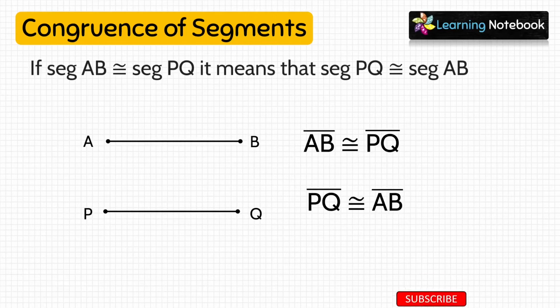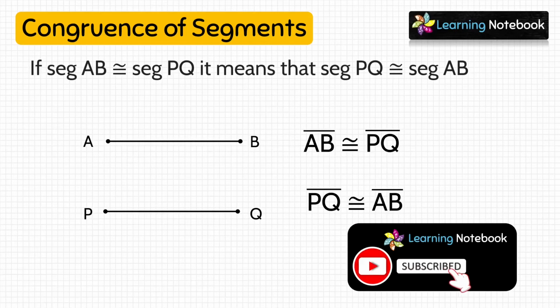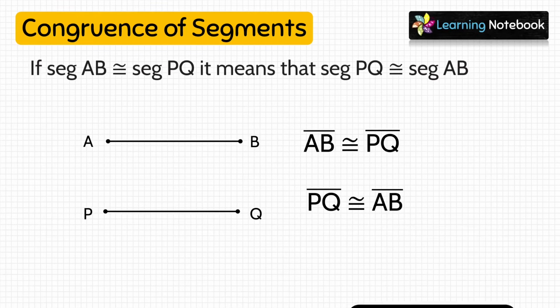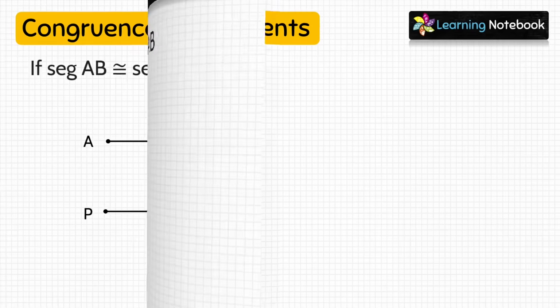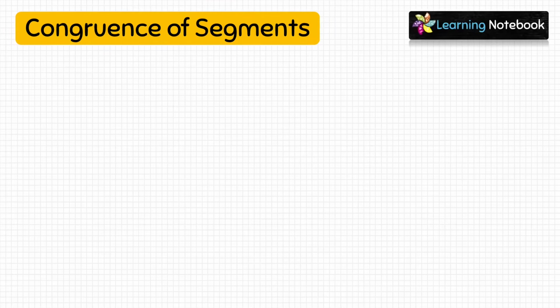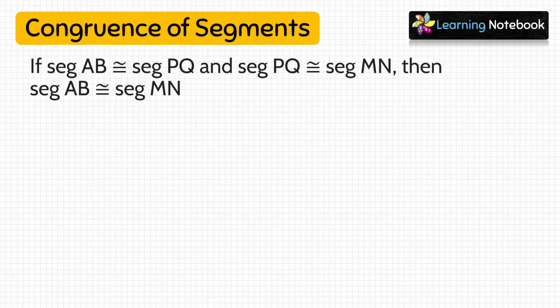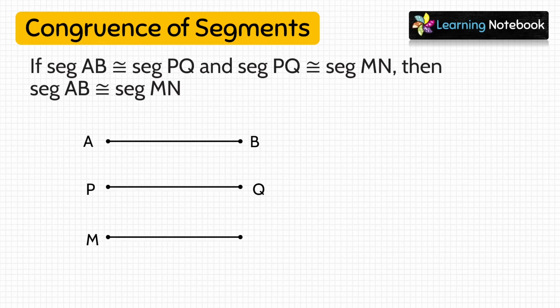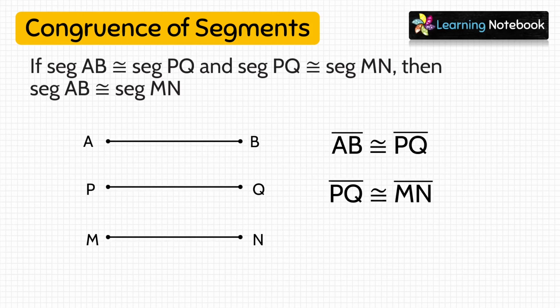So from this example, we have learned if line segment AB is congruent to line segment PQ, it means that line segment PQ is congruent to line segment AB. Now, another property of congruence of segments is if line segment AB is congruent to line segment PQ and line segment PQ is congruent to a third line segment MN, then it means line segment AB is also congruent to line segment MN.